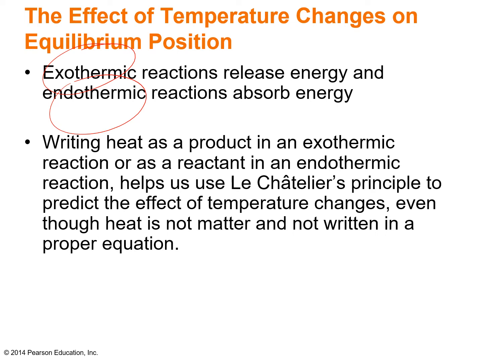A great way to apply Le Chatelier's principle to exothermic and endothermic reactions would be by writing heat as either a product or a reactant. Now, in an exothermic reaction, heat would be a product because they release energy, right? So heat's going to be a product of that reaction. Whereas in endothermic reactions, they are taking in, right? They're absorbing energy. Therefore, it's going to be a reactant.